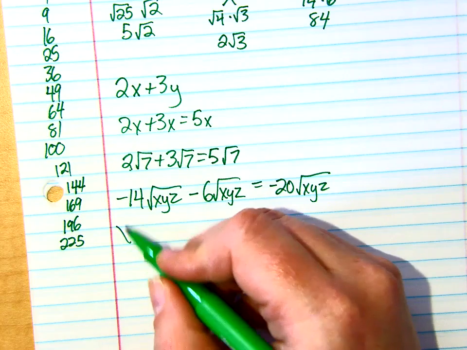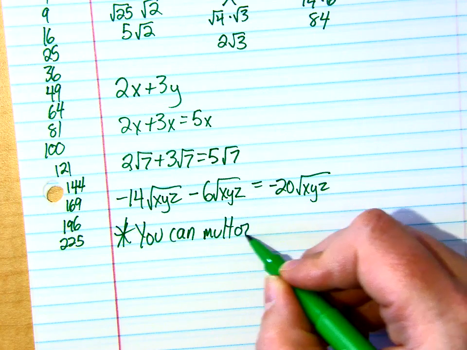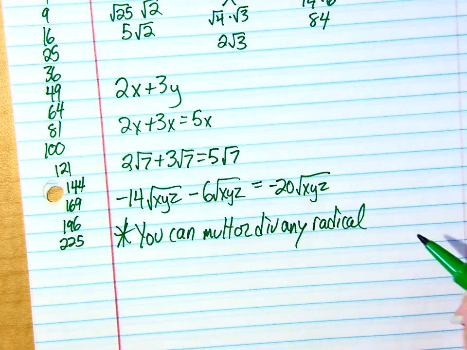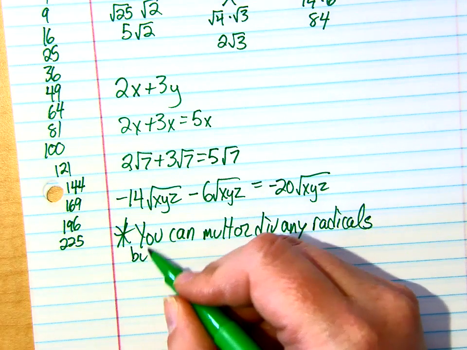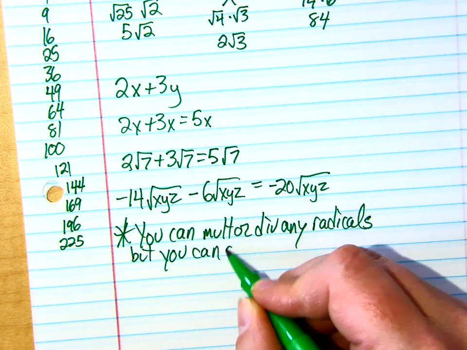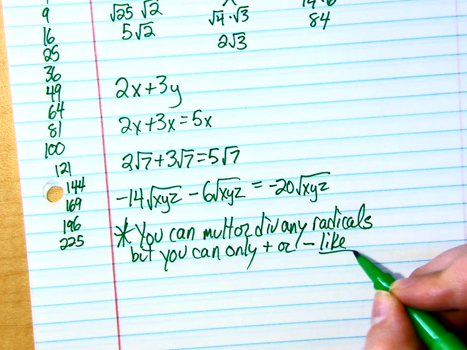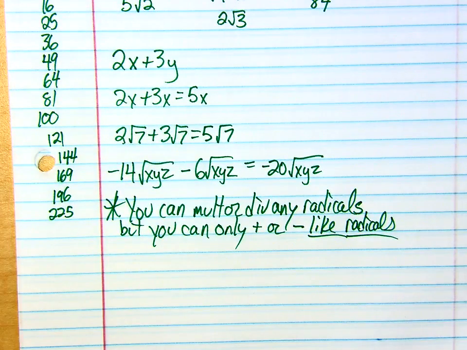Okay? So, big star, you can multiply or divide any radicals. They don't have to be the same. We haven't done any division yet, but we will in a minute. Any radicals. But you can only add or subtract like radicals. That's a big deal. And the same goes, I don't know if you remember, but with fractions. You can multiply any two fractions together. You don't need common denominators. But remember when you go to add or subtract them, it's always a little bit tougher because you have to have those common denominators. Okay?